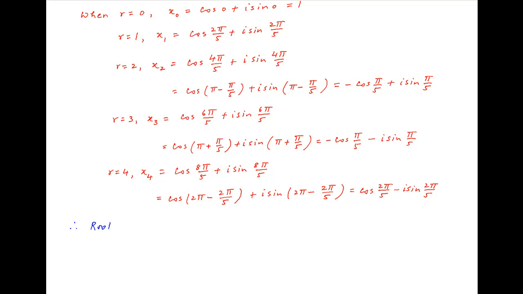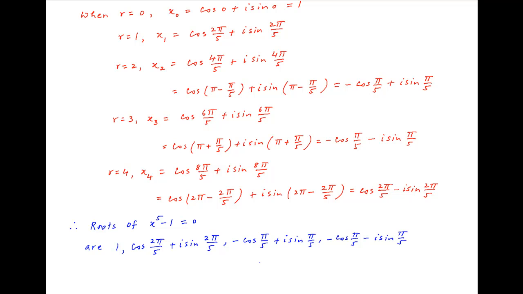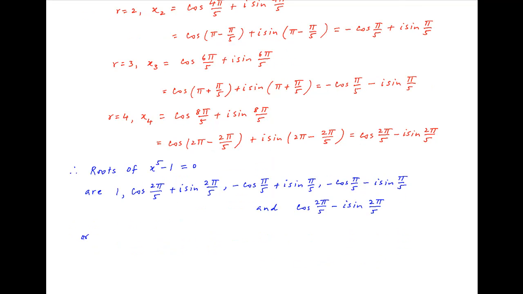Therefore, the roots of the equation x raised to the power 5 minus 1 is equal to 0 are 1, cos of 2π upon 5 plus i times sine of 2π upon 5, minus of cos of π upon 5 plus i times sine of π upon 5, minus of cos of π upon 5 minus i times sine of π upon 5, and cos of 2π upon 5 minus i times sine of 2π upon 5. These can also be written as 1, cos of 2π upon 5 plus minus i times sine of 2π upon 5, and minus cos π upon 5 plus minus i times sine of π upon 5.